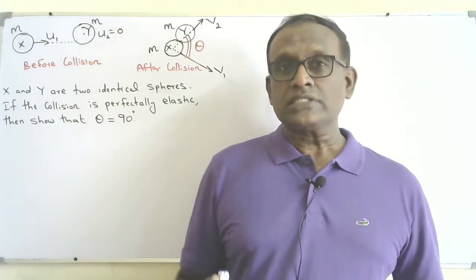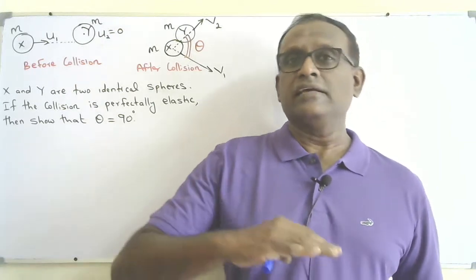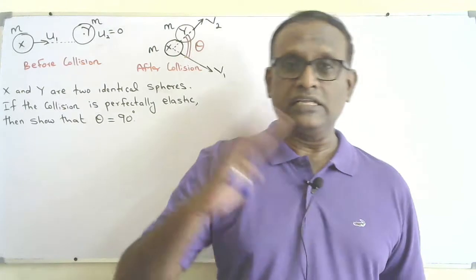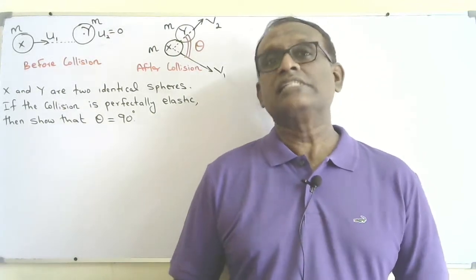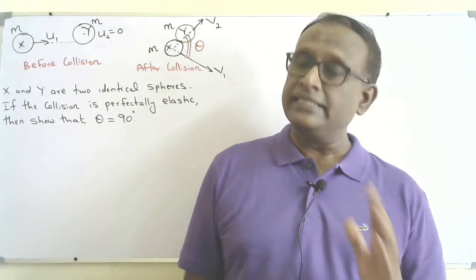I am going to use a general normal method, resolving the vectors horizontally and vertically, and I'm going to use the law of conservation of momentum horizontally and vertically. Then I'm going to solve them by using simultaneous equations. Finally, I'm going to show that angle theta is equal to 90 degrees.